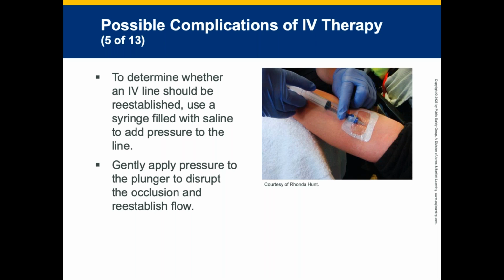All right. If the flow is reestablished, ensure that the line is free and the rate is sufficient that you need to keep it open. All right. So TKO, to keep the vein open, or KVO, keep vein open. If the occlusion does not dislodge, discontinue administration and reestablish an IV at the opposite side.